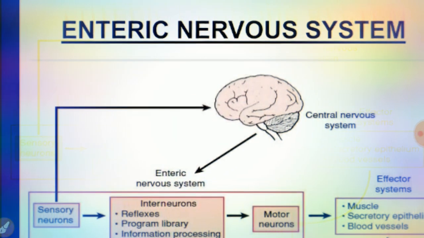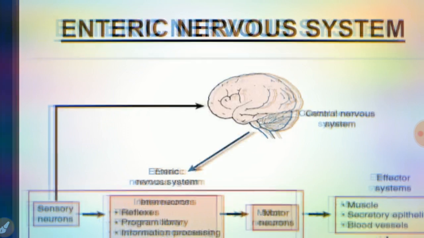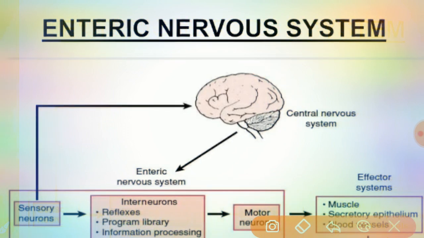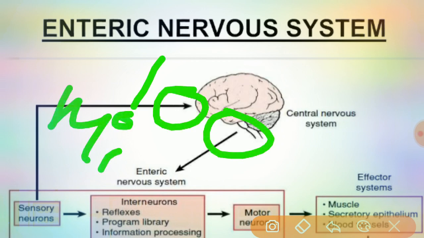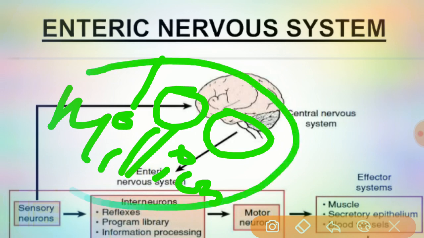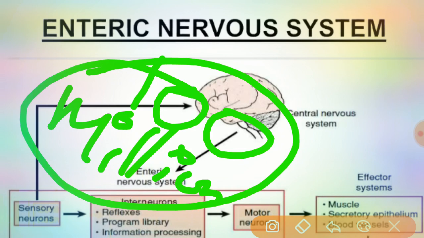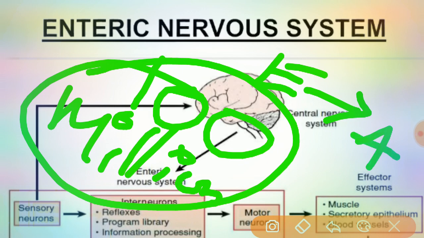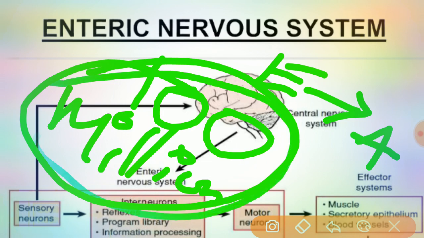The enteric nervous system consists of about 100 million neurons. How many million neurons can we find in the enteric nervous system? 100 million neurons are found in the enteric nervous system. These 100 million neurons extend from the esophagus to the anus.